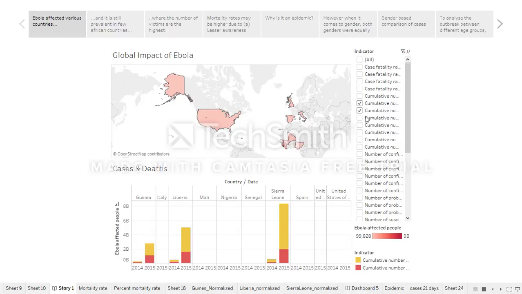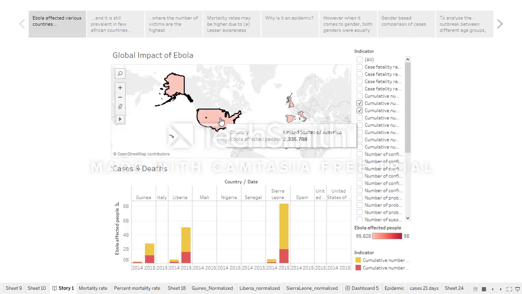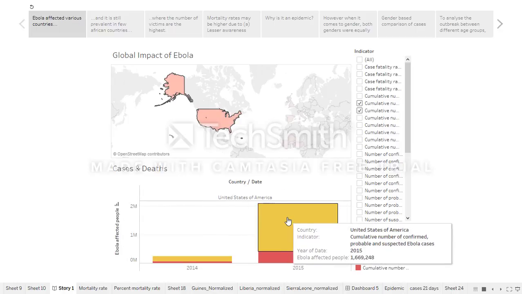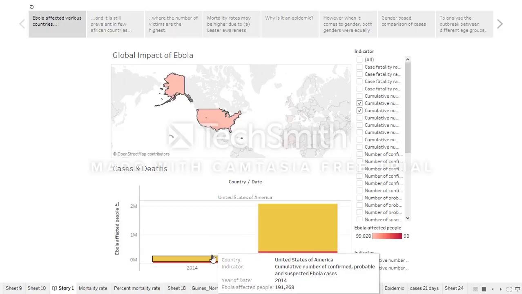So we can use these filters in the indicators. Using this, we can visualize the statistics of different categories of deaths and cases throughout the world. The scale changes according to the filters we choose above. And the bar graph below shows the comparison of the cumulative number of Ebola cases and deaths for all the countries. So by clicking on each country in the map, we can see the cumulative number of cases as shown before, but only for that specific country for the span of 2014 to 2015.